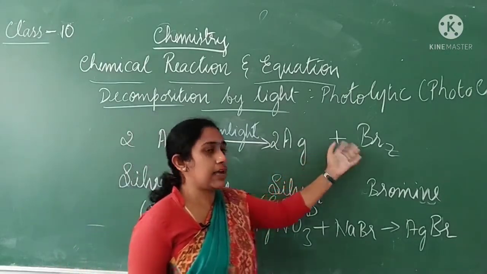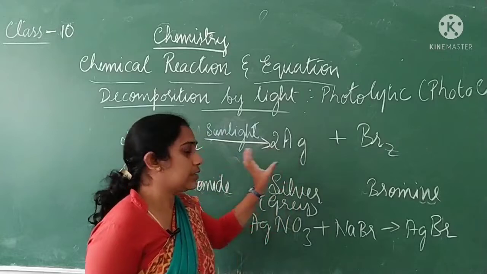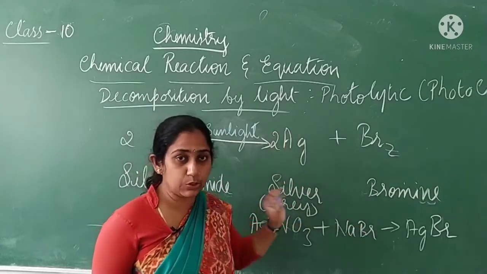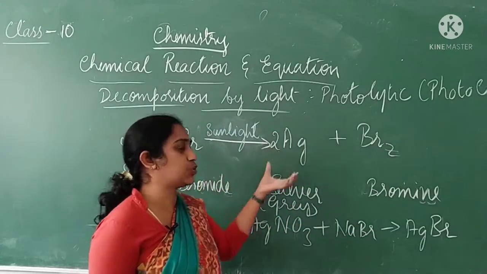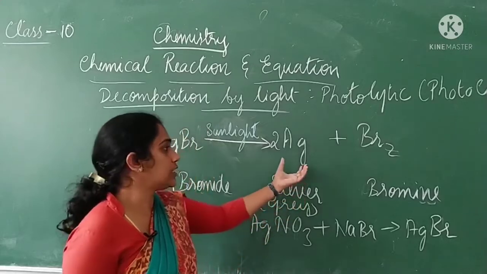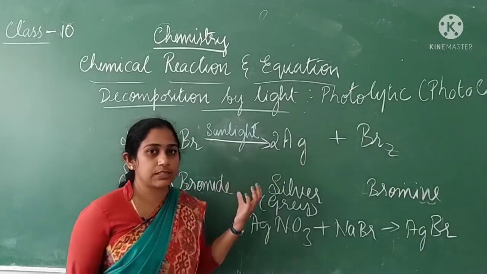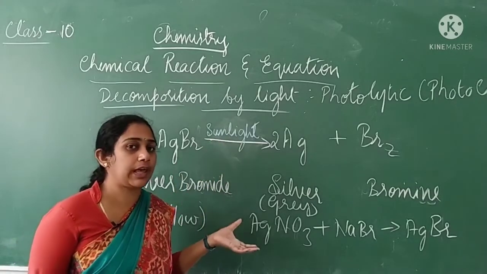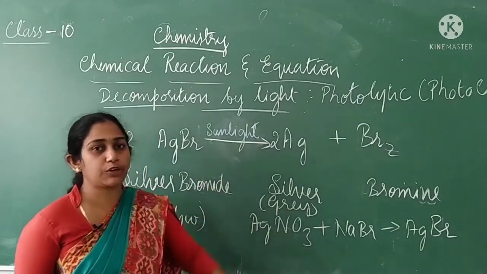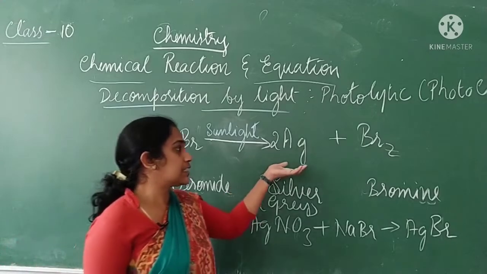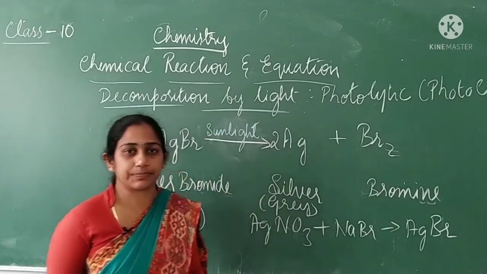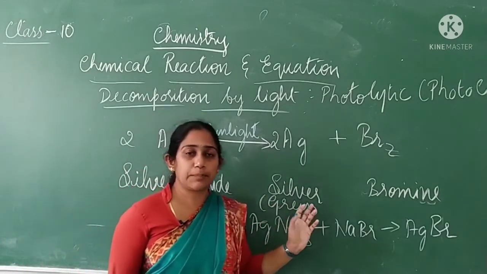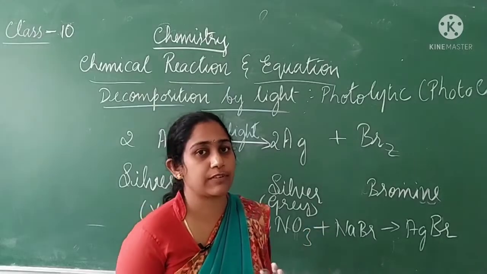But that gas will be evolved out. And you can see the substance changing its color to grey. From yellow color, it is changing to a greyish color substance called silver. So this is happening due to the decomposition by light. Since it has been exposed to light, it will break to form another compound, silver, which is greyish in color. So this photolytic decomposition has lots of uses.